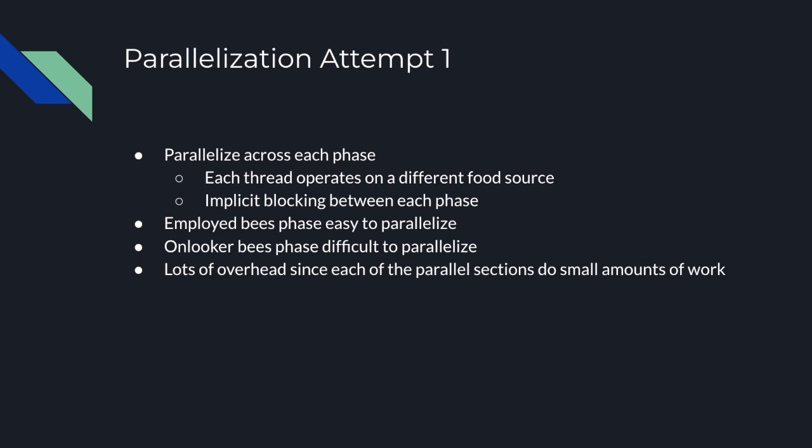Since multiple bees can visit the same food source, it is possible that the threads need to synchronize and apply updates to food sources in order. Therefore, to parallelize the onlooker bees phase, we needed to make some trade-offs between operating on stale data and applying multiple updates at once. In this implementation, there was lots of overhead since each of the parallel sections do small amounts of work and between each phase is an implicit barrier.